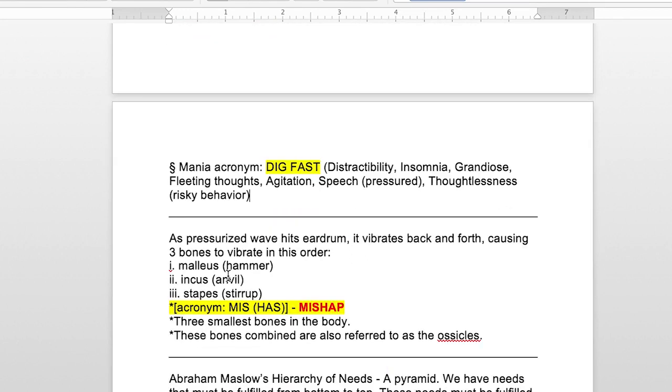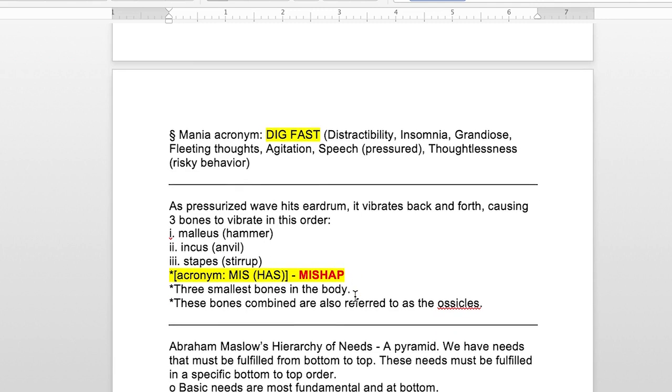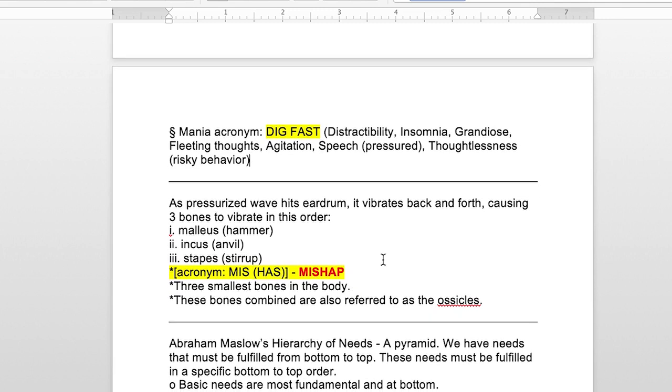Now for the auditory anatomy. So you got the malleus, incus, and stapes, and they're also called respectively hammer, anvil, and stirrup. So it's M-I-S, and I remembered it as mishap, mishap.